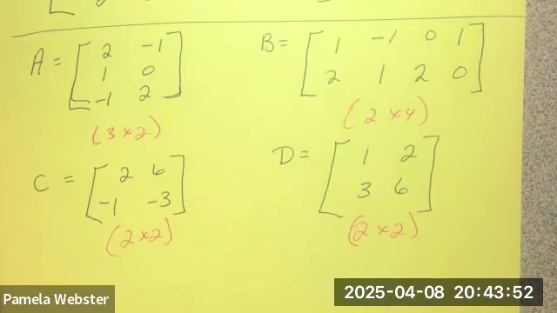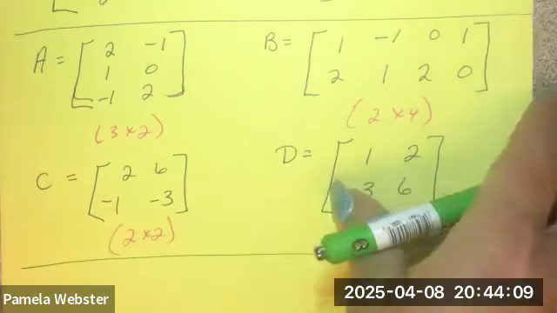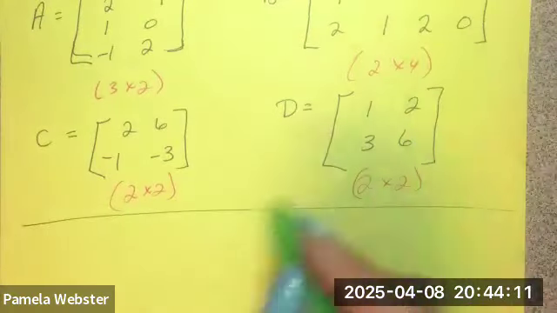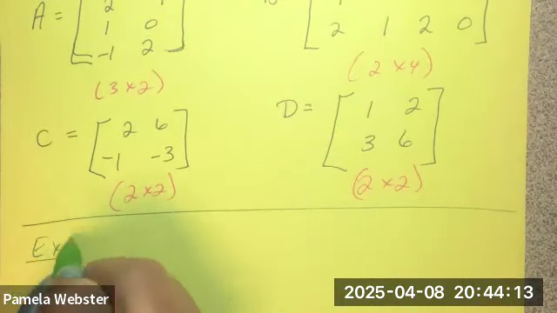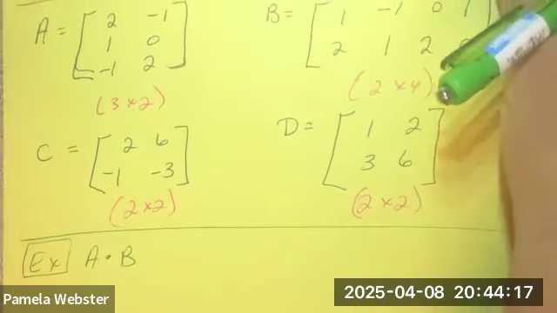Okay, so I give you 4 matrices. You're looking at all of them, thinking, what are the different sizes? You're figuring that out, right? And then they're just going to ask me some stuff like, can you do this? Can you do A times B? And if you can, then do it.